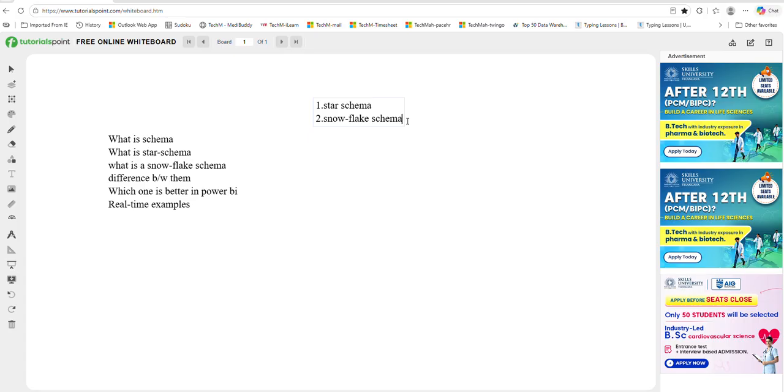Okay. So what is star schema? Did you understand what is schema? Now what is star schema? A star schema is a database structure in which one central table is connected to multiple secondary tables. The central table is called a fact table. In the star schema, there are two kinds of tables, fact table and dimension tables. Fact table is the center table. I will explain in a diagram so that you can understand better.